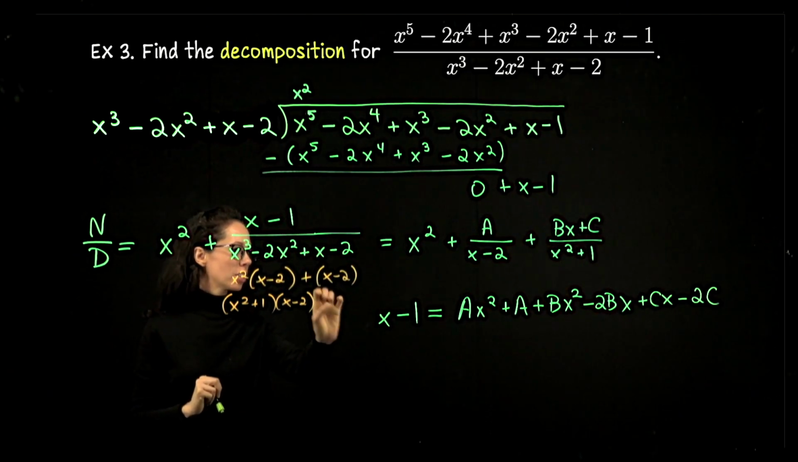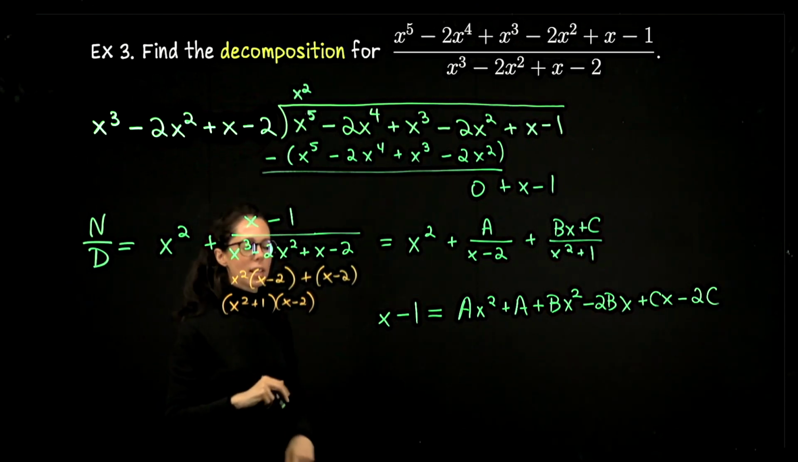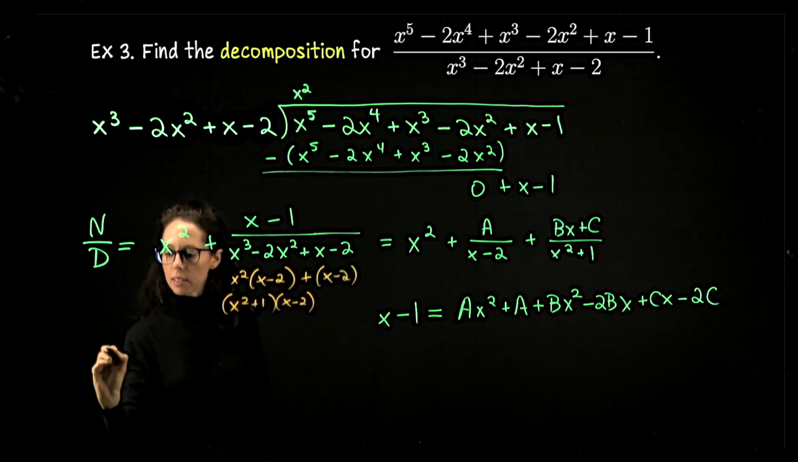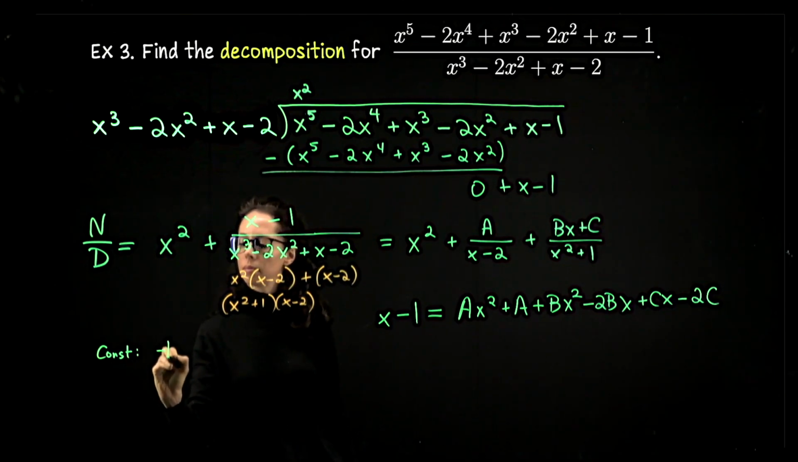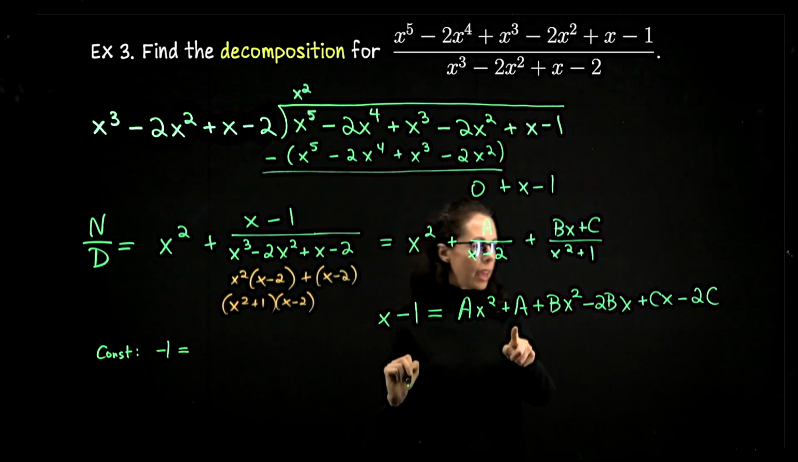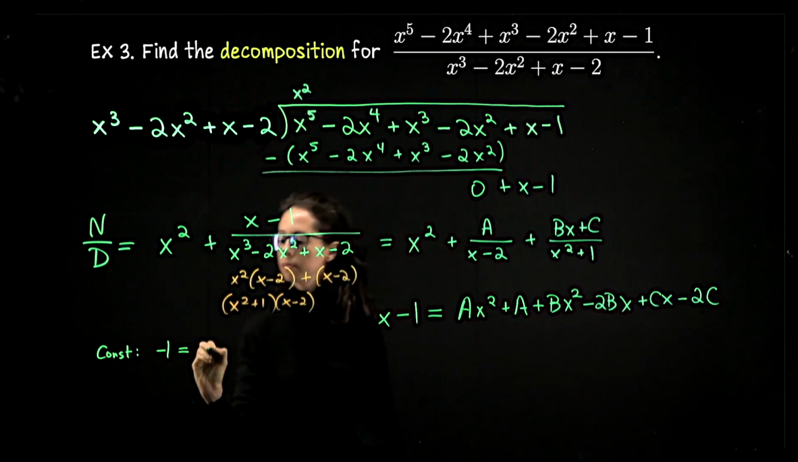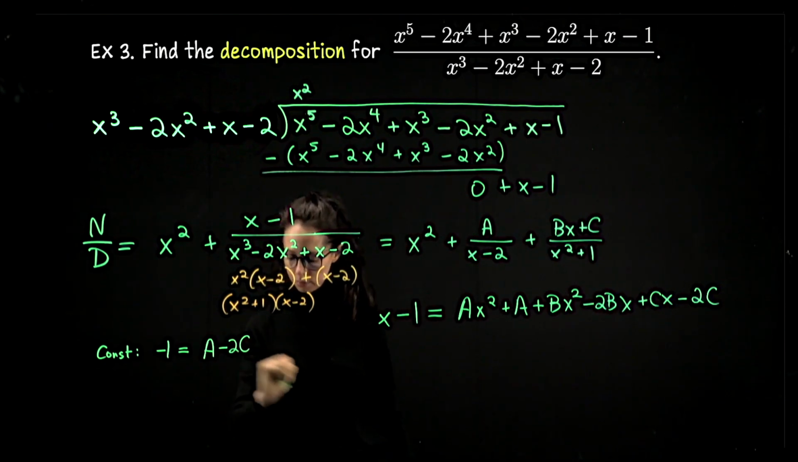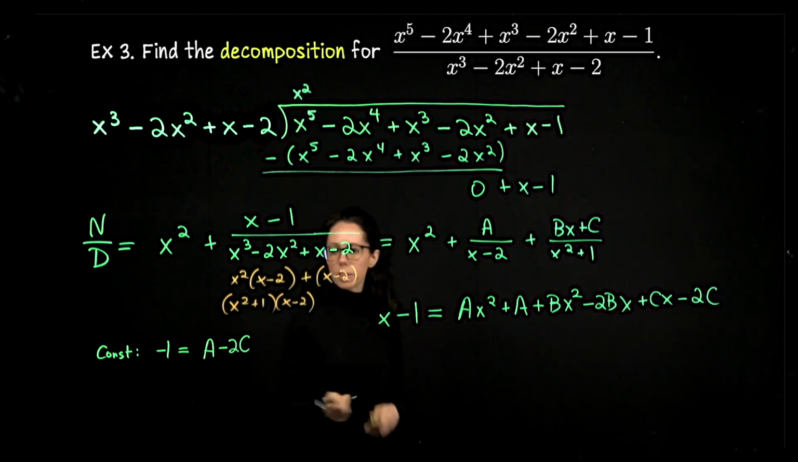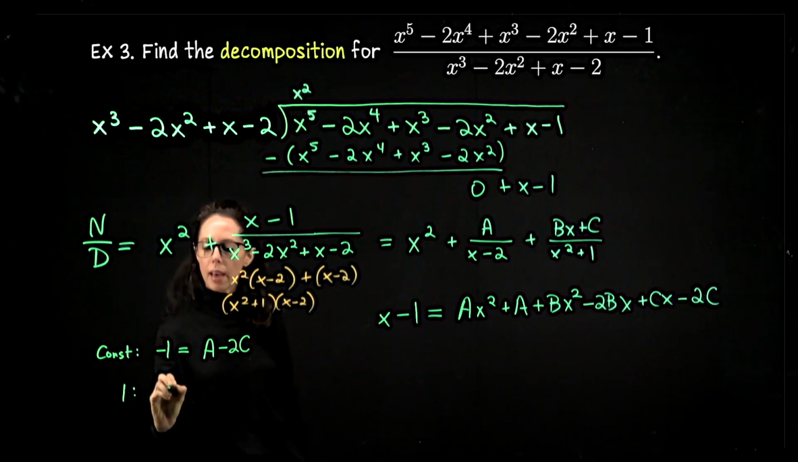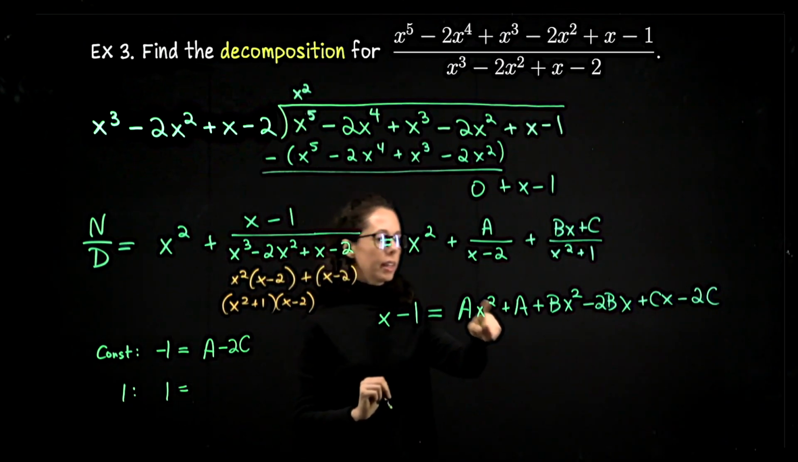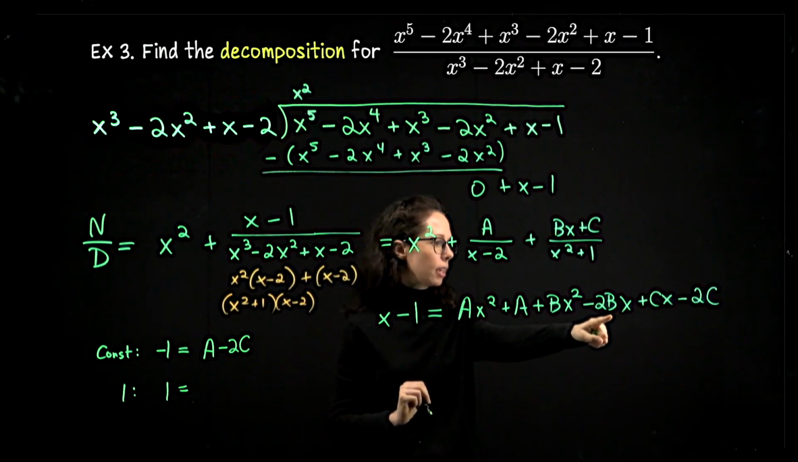If I look at the degree 2 terms, actually, let's start with the constants. That's what I've been doing. So how about constants? Here it's negative 1. Here it is a minus 2c. Okay. What about degree 1? Here it's 1x, so 1 on the left. Here it is negative 2b plus c.